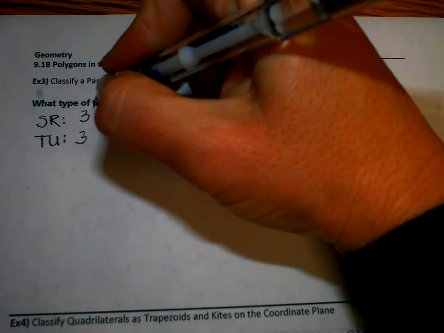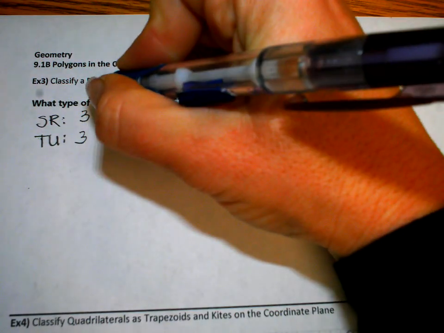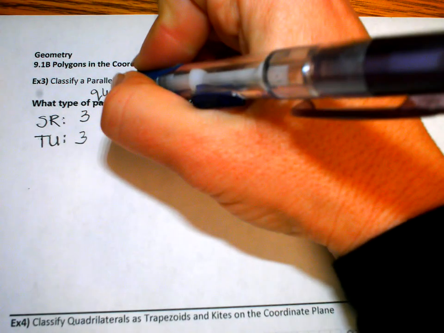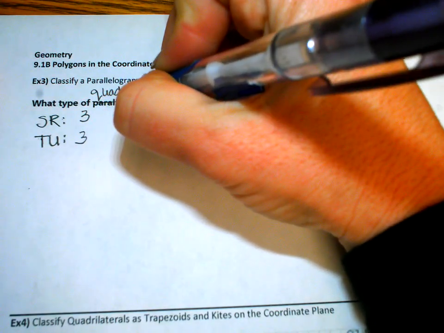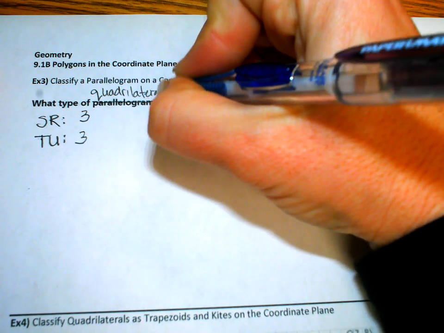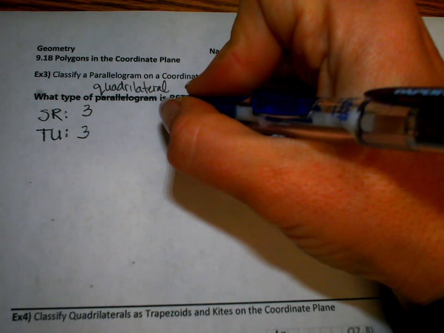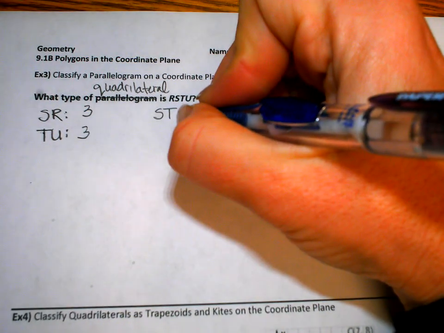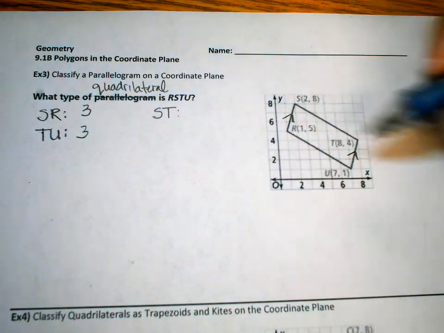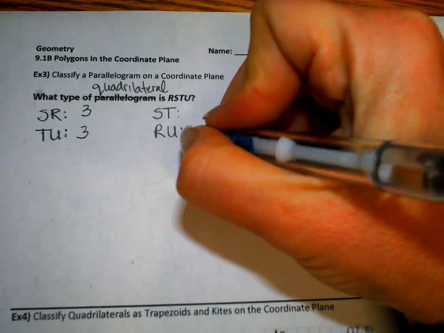Okay. So, little typo. I want to know what type of quadrilateral this shape is. Okay. Because if opposite sides are parallel, I'm going to notice that SR and TU were 3. Hope you got that as well. And then I need to find ST, and I need to find RU. Okay, go ahead and do those now.